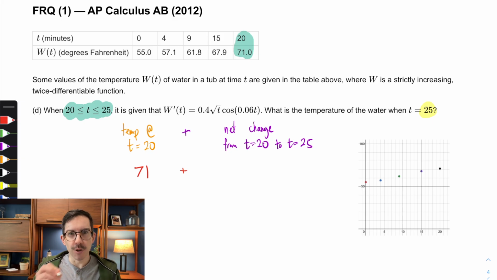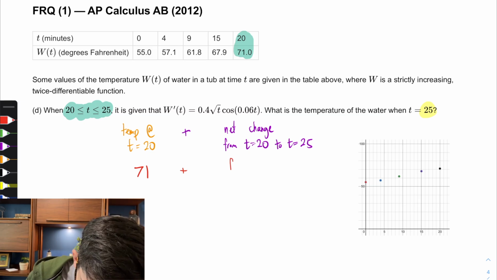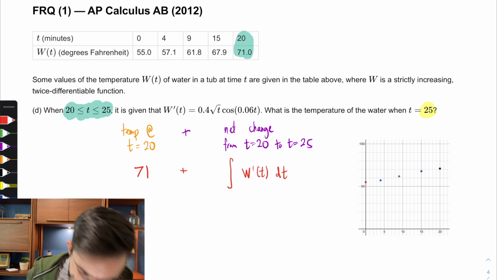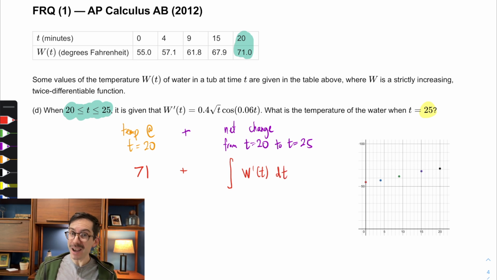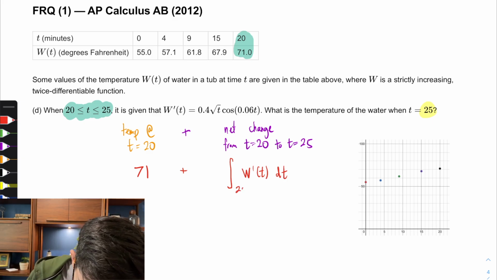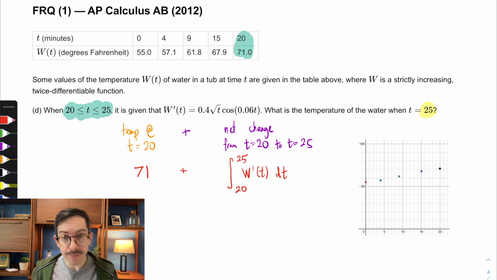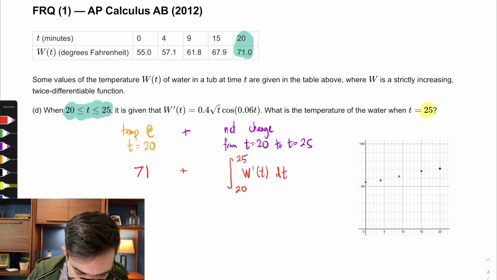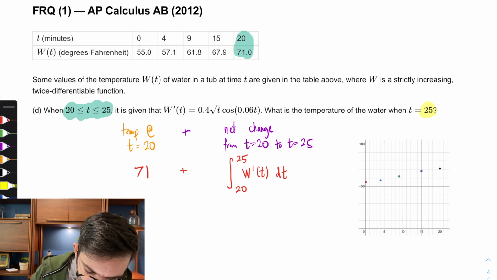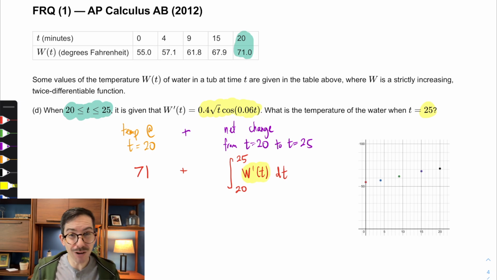Well, we already talked about net change in an earlier part of the problem, right? The net change of W from the fundamental theorem is the integral of W prime over the interval that I'm interested in. So the interval going from 20 up to 25. Now the great news is they give us a formula for W prime. It's this thing here. So all I have to do is use my calculator, remember how to calculate a numerical approximation of a definite integral, and then we'll have our answer.